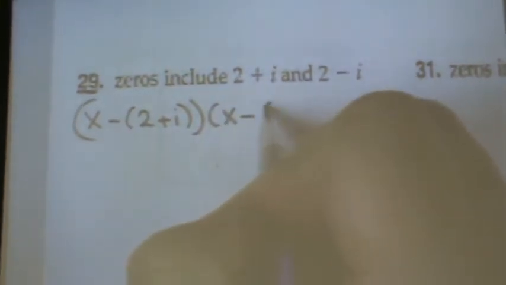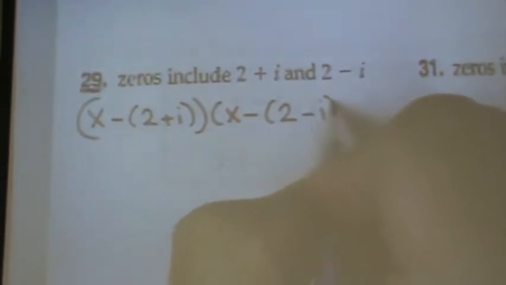Next page. For 29, your zeros are 2 plus i and 2 minus i, so you're going to write x minus 2 plus i and x minus 2 minus i.